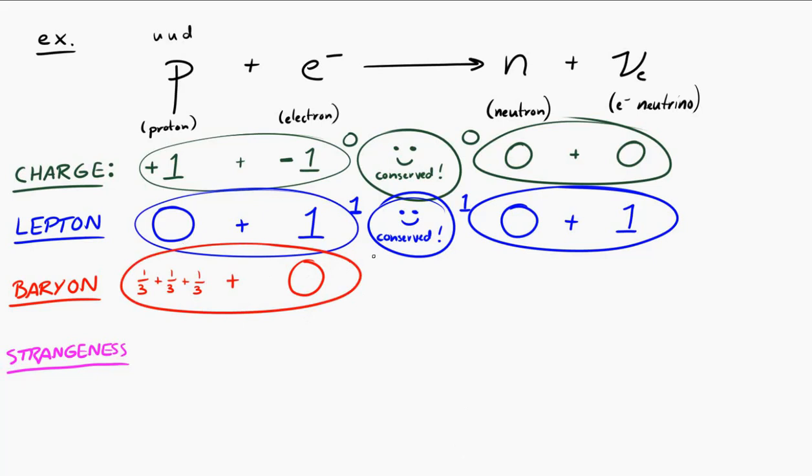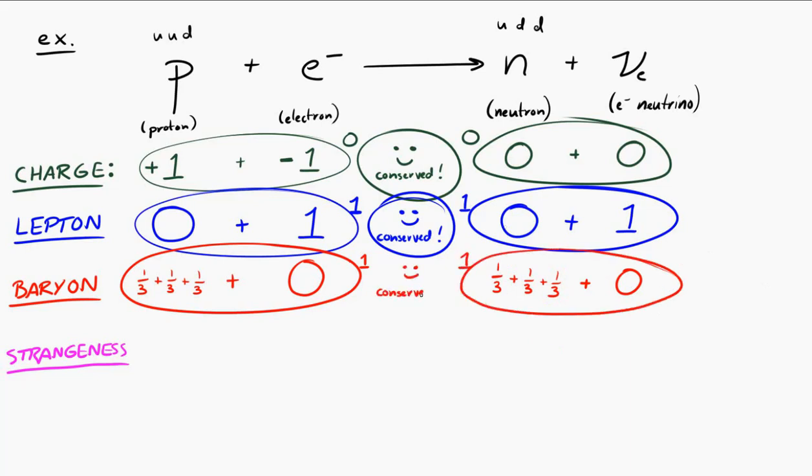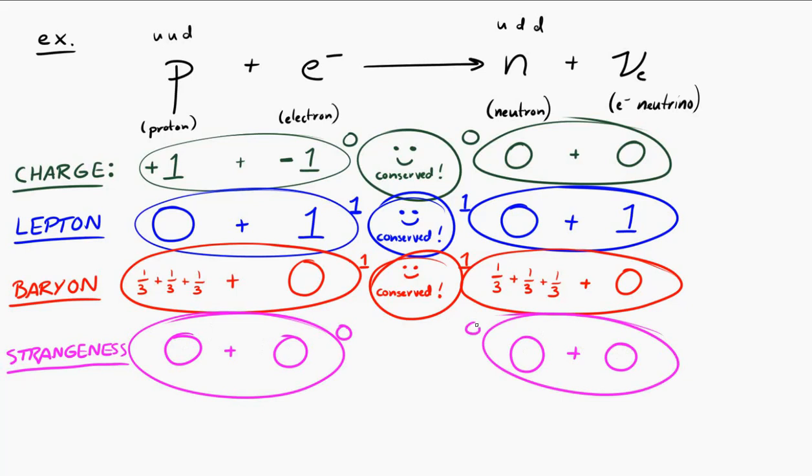And we end with a neutron and an electron neutrino. The neutron has a baryon number of 1/3 plus 1/3 plus 1/3, and the electron neutrino has a baryon number of 0. So we start with a baryon number of 1. We end with a baryon number of 1. And strangeness, well, there's no strangeness to begin with, and there's no strangeness at the end. So strangeness is conserved. It starts with a strangeness number of 0. It ends with a strangeness number of 0.